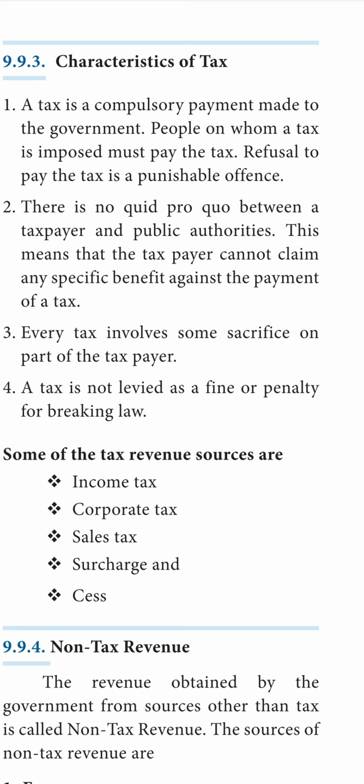Refusal to pay the tax is a punishable offense. There is no quid pro quo between a taxpayer and a public authority. This means that the taxpayer cannot claim any specific benefit for the payment of a tax. I am paying the tax, so I can't expect this in return; I already said so in this definition. No one can expect anything from the government in return for what they paid, that definitely they should do something for me.